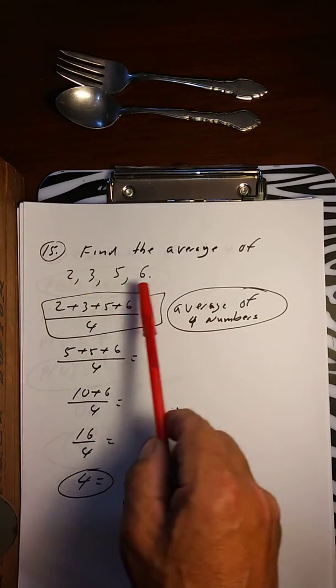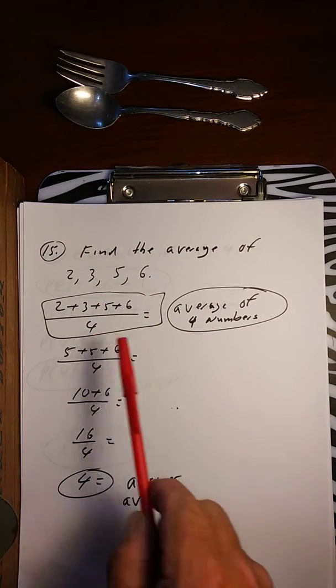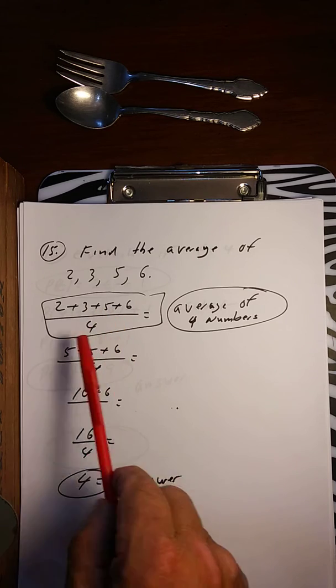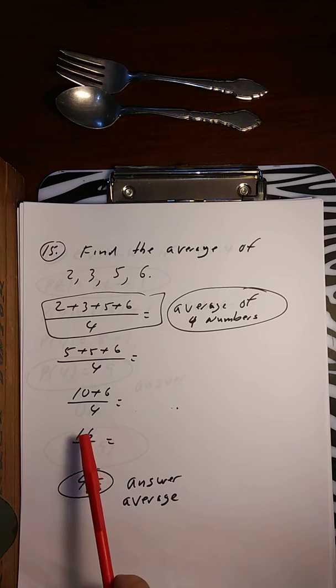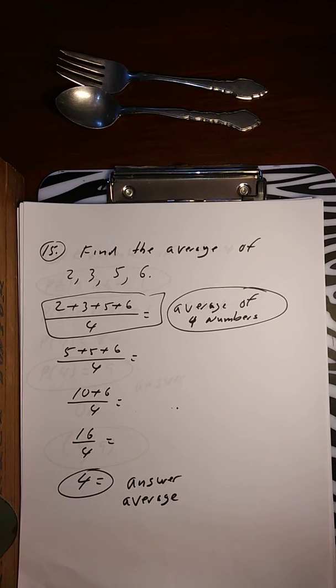Find the average of those numbers. Add them all up, divide by 4. So that's going to give you 2 and 3 is 5, plus 5 plus 6. That's going to give you 10 plus 6. It's going to be 16 over 4 is 4. Average.